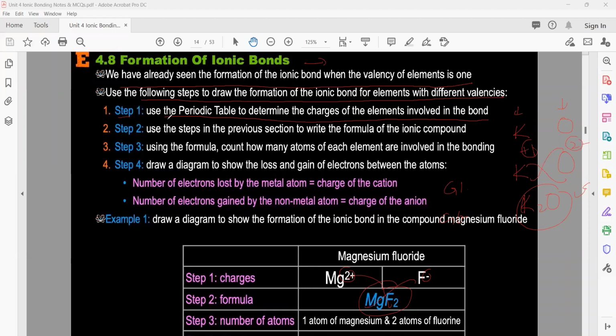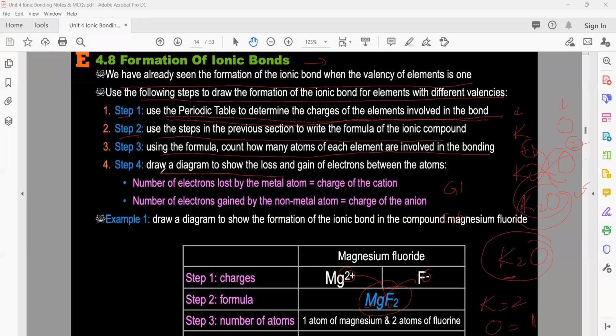So see step 1: use the periodic table to determine the charges of the elements involved in the bond. Like we said, potassium is plus 1, oxygen minus 2. Step number 2: use the steps in the previous section to write the formula. As I said, it will go here, it will go here. Using the formula, count how many atoms of each element are involved. For example, if I got the formula K2O, how many atoms of potassium do we have here? 2. How many atoms of oxygen? 1. So from the formula, you can tell the number of atoms.